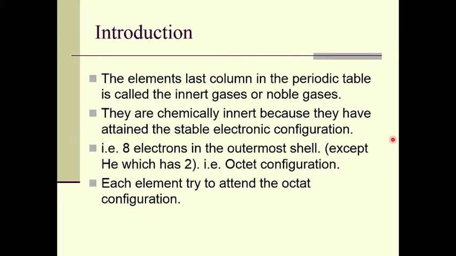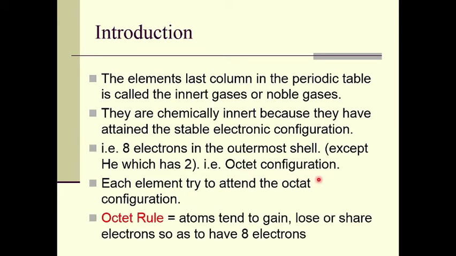So each element tries to attain the octet configuration. So we have the octet rule. The octet rule states that atoms tend to gain, lose or share electrons so as to have 8 electrons in the outermost shell, right? And because of that, atoms can gain electrons or lose electrons or share electrons with other atoms in order to have the 8 electrons. So this is the octet rule.